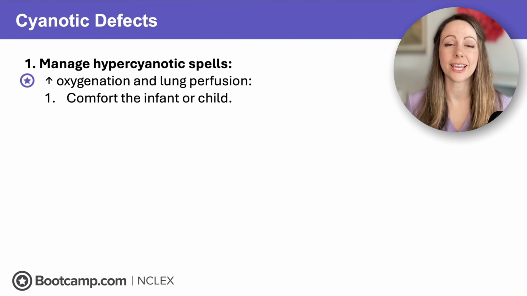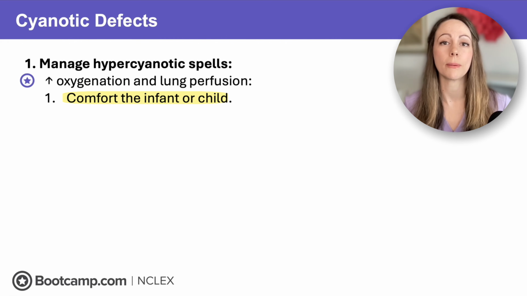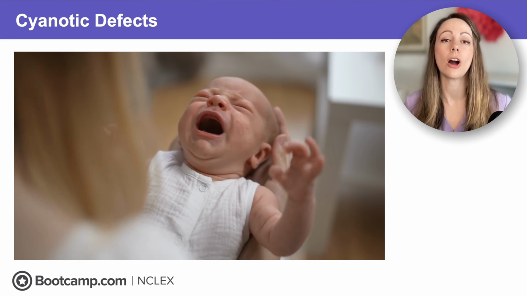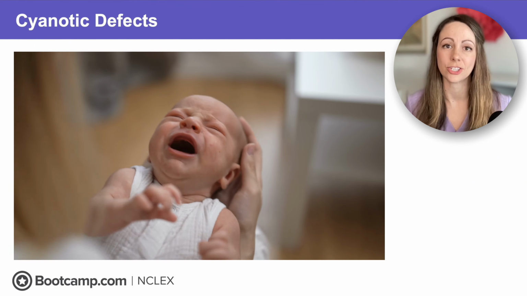So managing hypercyanotic spells, we need to increase oxygenation and lung perfusion. We can do this by comforting the infant or child. Remember, this spell was probably brought on by increased exertion from crying or eating, so we need to calm them down to decrease oxygen demand.